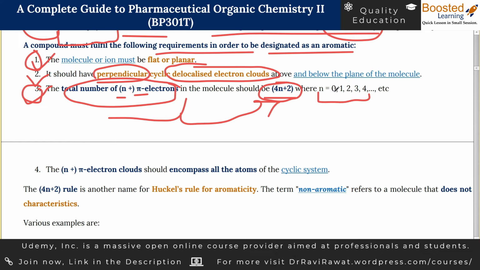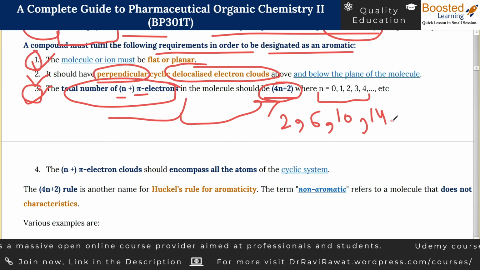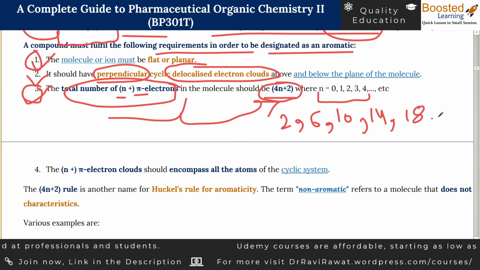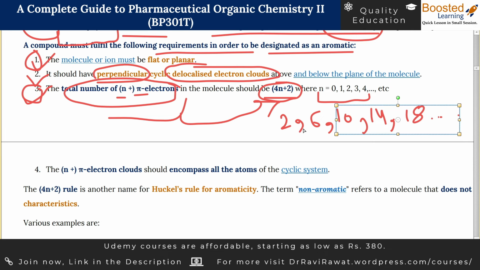If you put the value of n as 0, then 4 into 0 plus 2, the answer will come out to be 2. If you put the value of n as 1, then 4 into 1, 4 plus 2, the answer would come out to be 6. If you put different values, then a series would be formed with these numbers: 2, 6, 10, 14, 18 and so on.